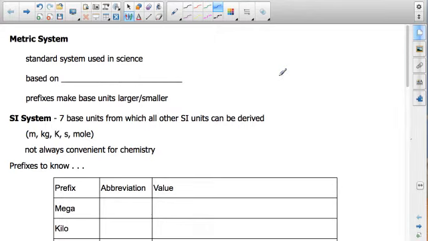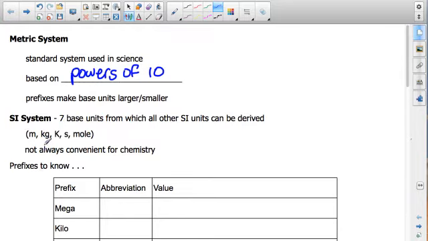This video is going to talk about the metric system and common units used in chemistry. First off, we're going to go over the metric system really quick. It's a standard system used in science, and it's based on the powers of 10. There are SI units. SI is the International System.